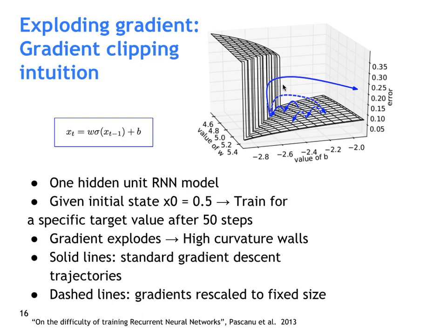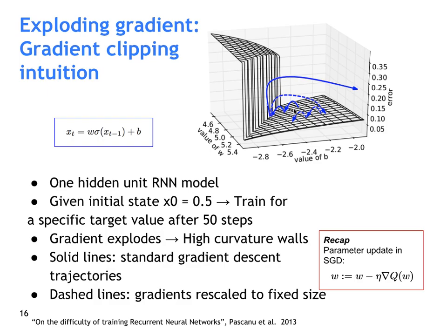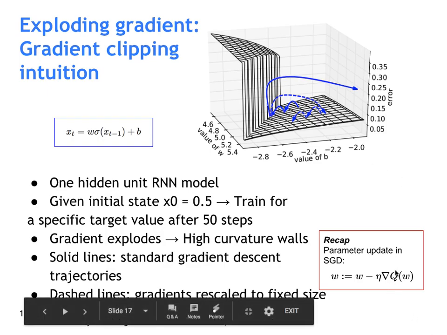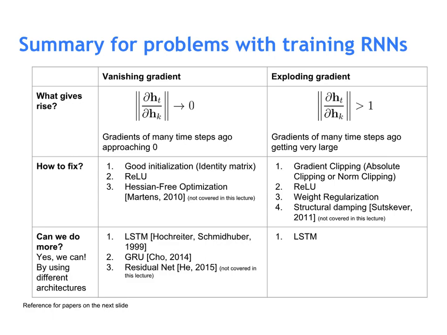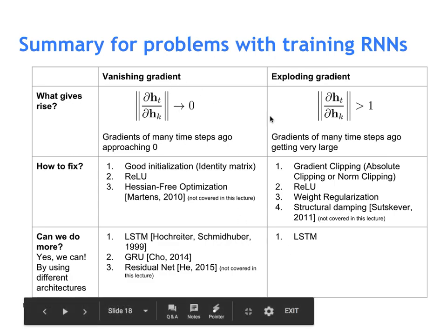The dashed line is what happens if you clip the gradient. You don't let the step be too big, you just let it move until here, and then normal gradient descent will lead you to the global minimum. This is the SGD update, so if your step size is too big, your W will become very different. And this is a summary of vanishing versus exploding gradient and the solutions. We'll talk more about the architectural solution for vanishing gradient later.